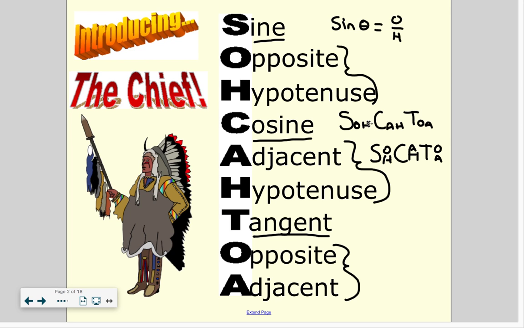That way it helps you to remember that it's going to be opposite over hypotenuse. Just don't forget that there's an equal sign. A lot of people will do that. They'll write sine theta, and then they'll just write opposite or OH, or they'll write sine of OH. So just be really careful about how you write it, and make sure you don't forget that equal sign.